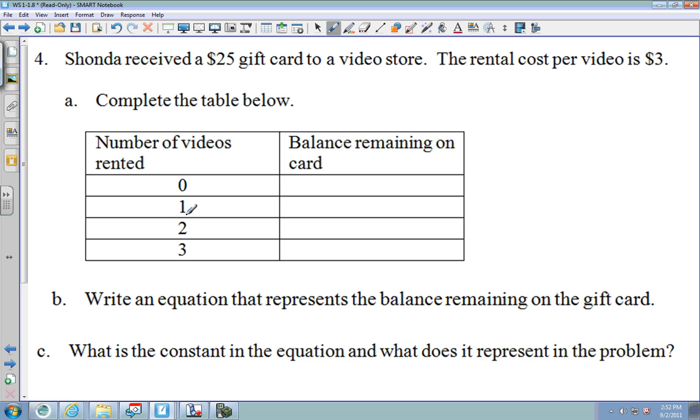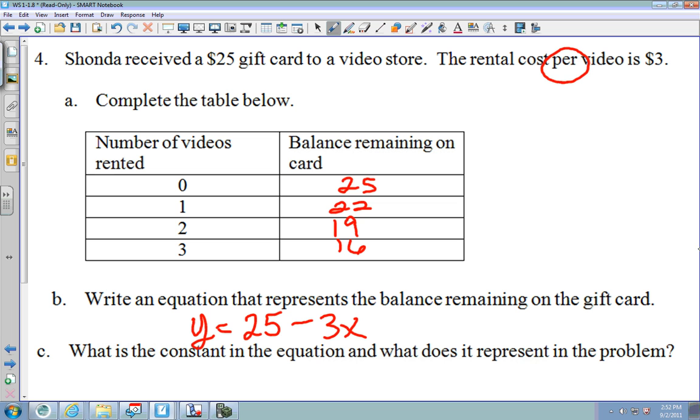All right, well, for the gift card, you have $25 when you first start. It's saying the cost per video, so we're going to subtract off $3. So I have 22, I have 19, and I have 16. Write the equation that represents the balance remaining on the card. Y equals, well, you start off with 25, and you're subtracting off $3 per video.